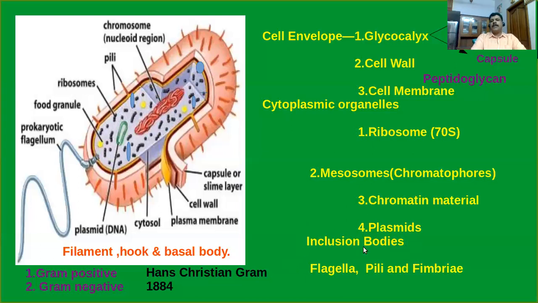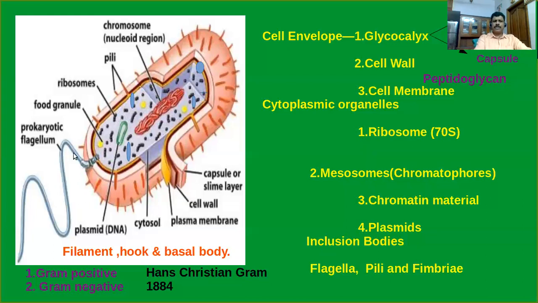Next, along with all these cytoplasmic structures, prokaryotic cells have some other important parts: the flagella, pili, and fimbriae. Do you know what flagella are? In this diagrammatic representation, you can see a single elongated tube-like structure. This is called a flagellum. Do you know the function of flagella? It plays an important role in locomotion.